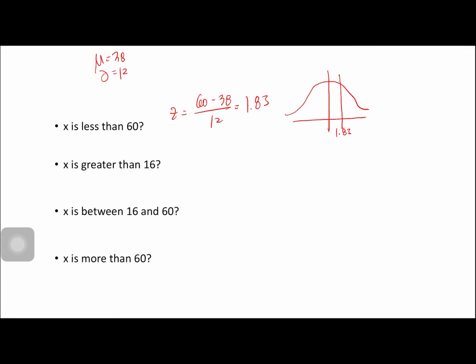we have there 1.83 is here. Then we were asked, okay, less than 60. So it means it is here. Okay? So we have P, that would be P of 1.83. This one, 1.83. We have there 0.96638. Okay? What about X is greater than 16? So we have there Z is equal to 16 minus 38 over 12.